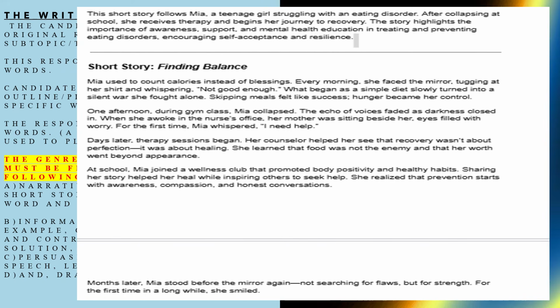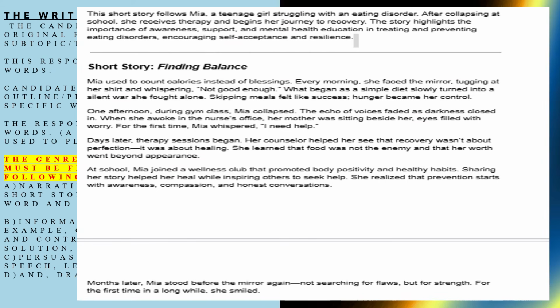Mia used to count calories instead of blessings. Every morning she faced the mirror, tugging at her shirt and whispering, not good enough. But what began as a simple diet slowly turned into a silent war she fought alone. Skipping meals felt like success. Hunger became her control. One afternoon, during gym class, Mia collapsed. The echo of the voices faded as darkness closed in. When she awoke in the nurse's office, her mother was sitting beside her, eyes filled with worry. For the first time, Mia whispered, I need help.